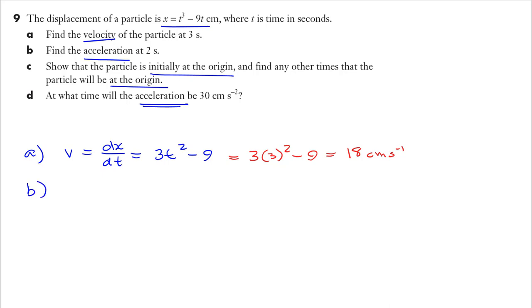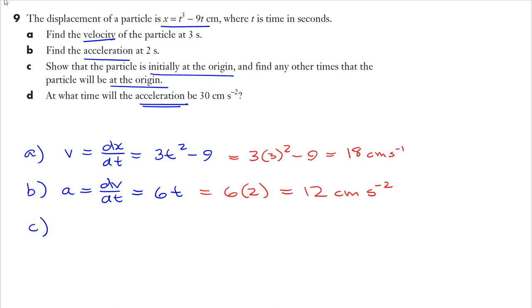Part B, find the acceleration at 2 seconds. So acceleration is the first derivative of velocity, and the first derivative here will give us 6t. That's our acceleration equation. It's a variable because there's something to substitute, and it changes with time. Substituting 2 in there will give us 6 times 2, and so that'll be 12 centimetres per second per second. So it's increasing in speed by 12 centimetres per second every second.